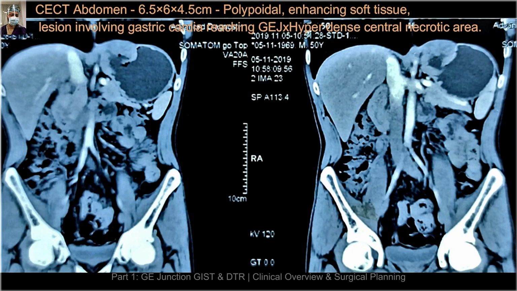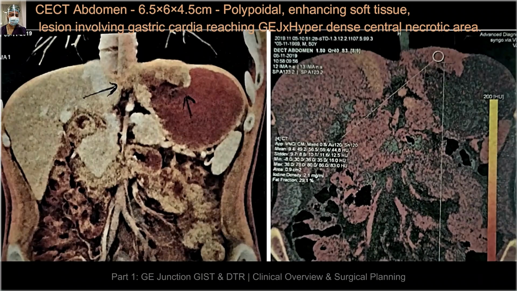These are the sagittal images of the same patient. Again, this growth is illustrated well, reaching up to the GE junction with central necrotic areas and hypodense content within. It is reaching up to the proximal one-third of the stomach and the fundus of the stomach.